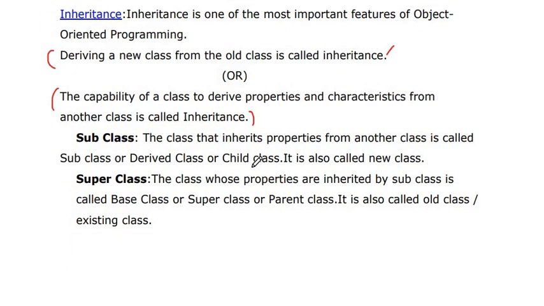Now let us see the definition of subclass and superclass. Subclass: the class which inherits properties from another class is called a subclass, or it is also called a derived class, or a child class, or a new class. New class, child class, derived class, subclass, all are the same.